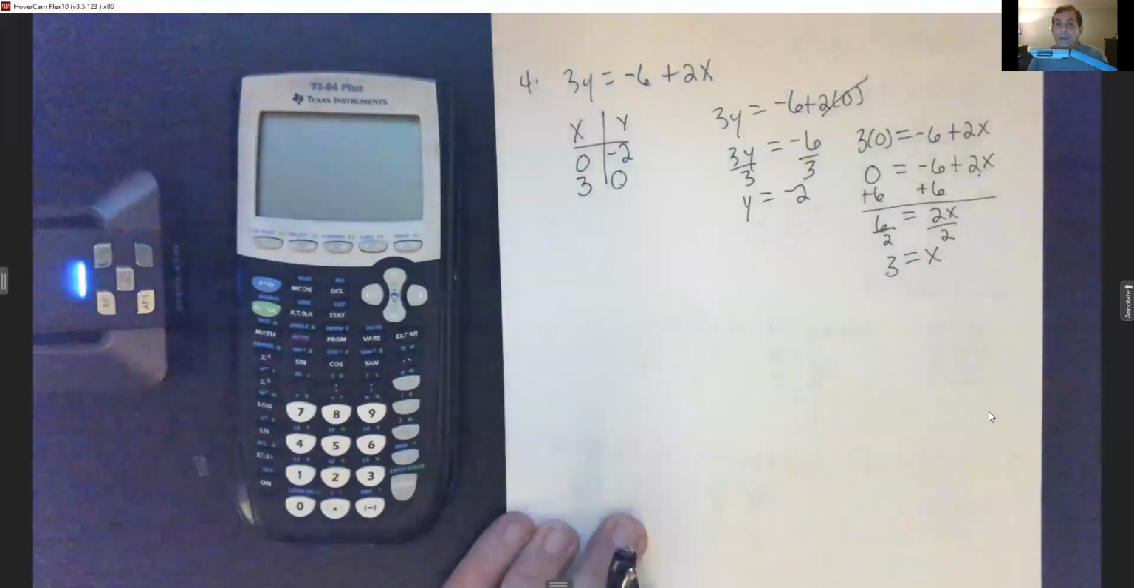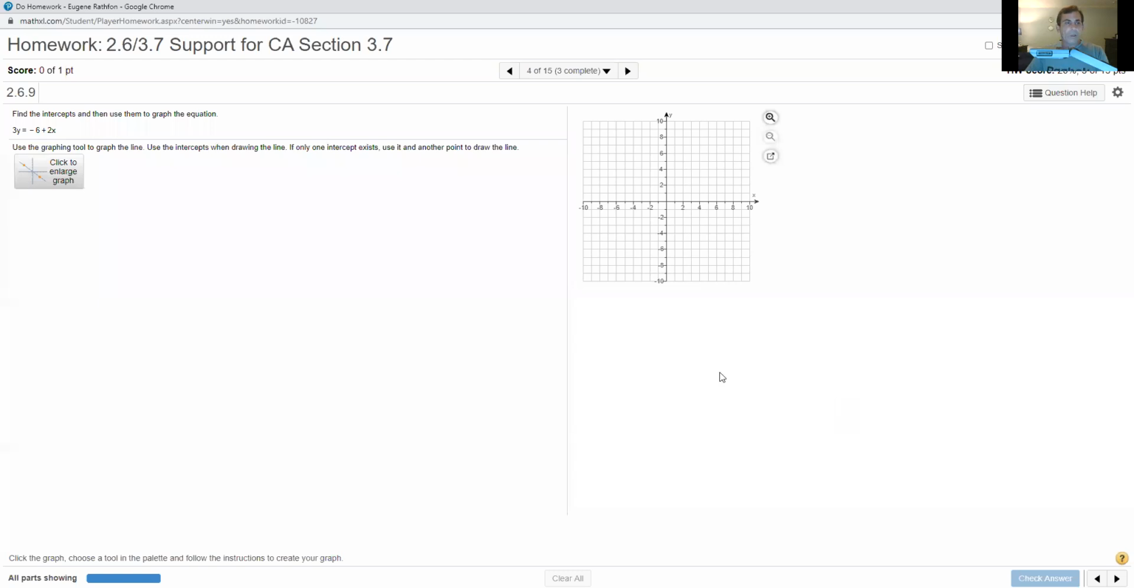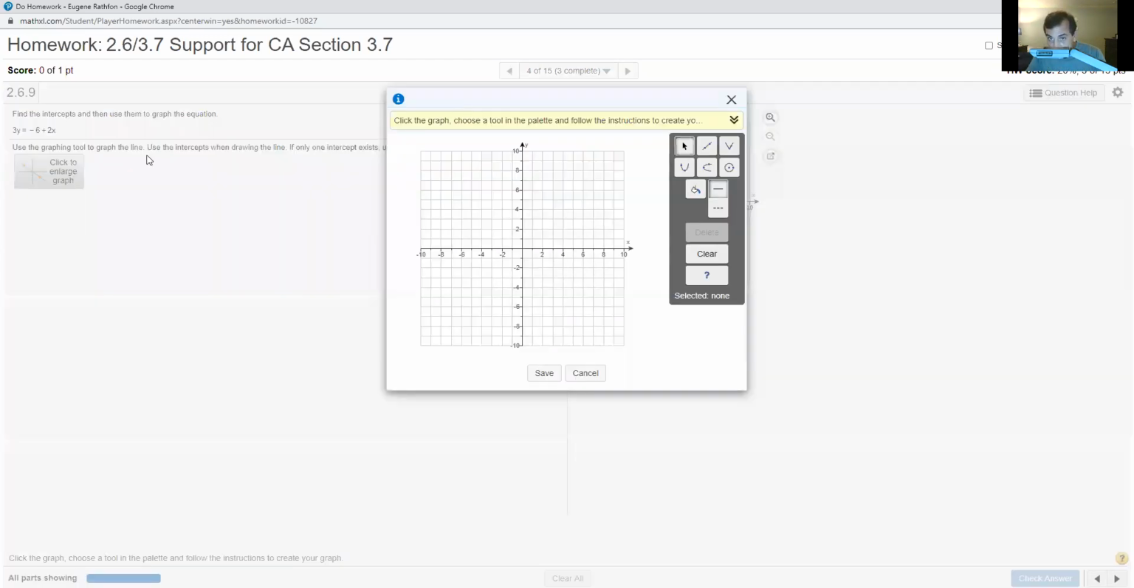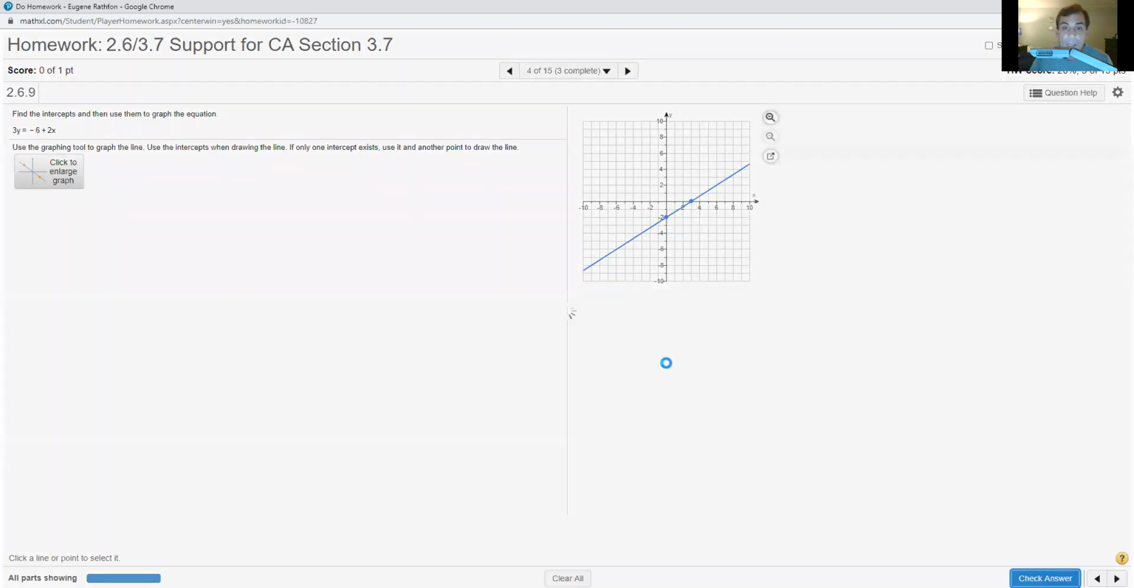So we're going to go graph those on MATLAB. All right, so I'm going to click to enlarge my graph. Use my line tool again. There's my line tool. So I had a 0, -2, which is right there. And then I had a 3, 0, which is right there. Save, check, and move on to the next question.